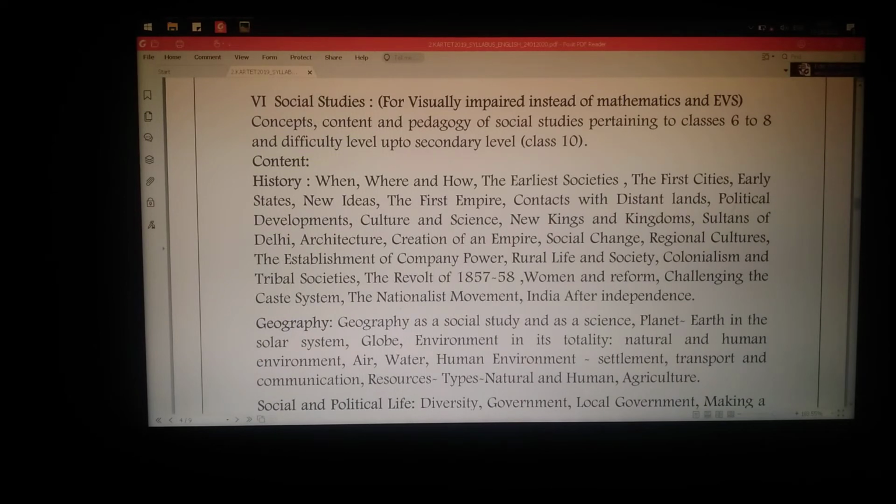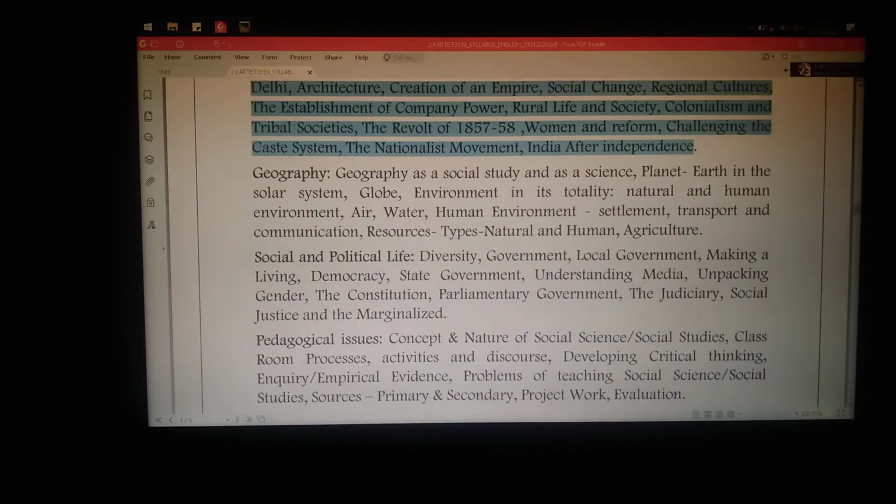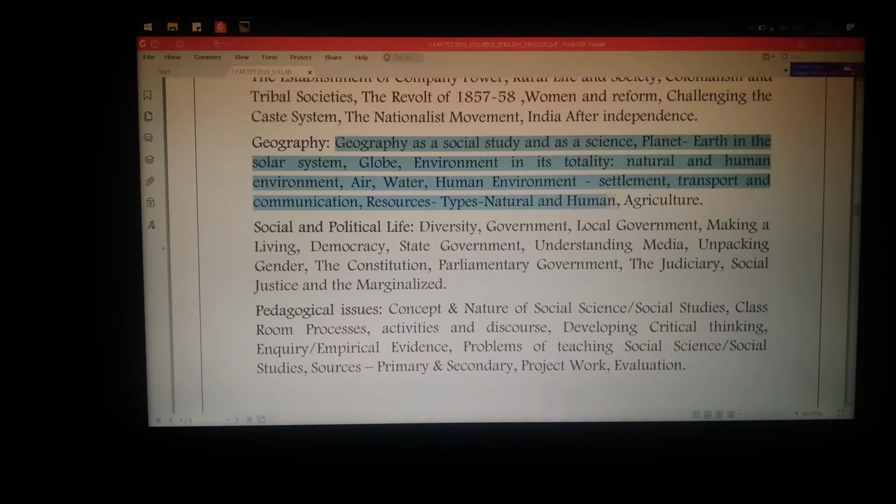Social students: When were earlier societies? First is the early first empire, which is our first empire, new kings and kingdoms, sultans. Next is geography, about India, equator, longitude, latitudes, transport and communication, about the globe, environment in totality, how many states, how many districts, which is our national flower, which is our national animal, emblem, about the flags, about the tricolor flag. You have to study in this area.